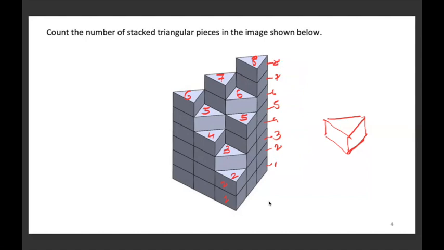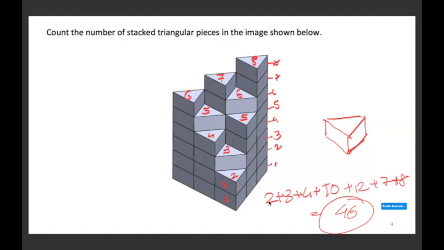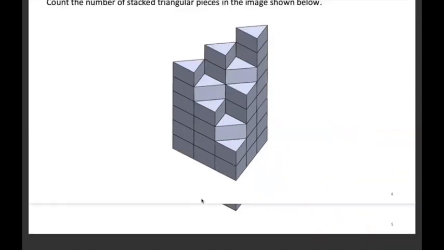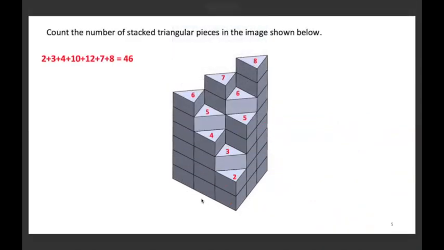Okay. When you add all of them together, 2 plus 3 plus 4 plus 5 plus 5 plus 6 plus 6 plus 7 plus 8, it adds up to a total of 46, which is the total number of triangular pieces in the figure. Okay, move to the next one now. This is the same count.